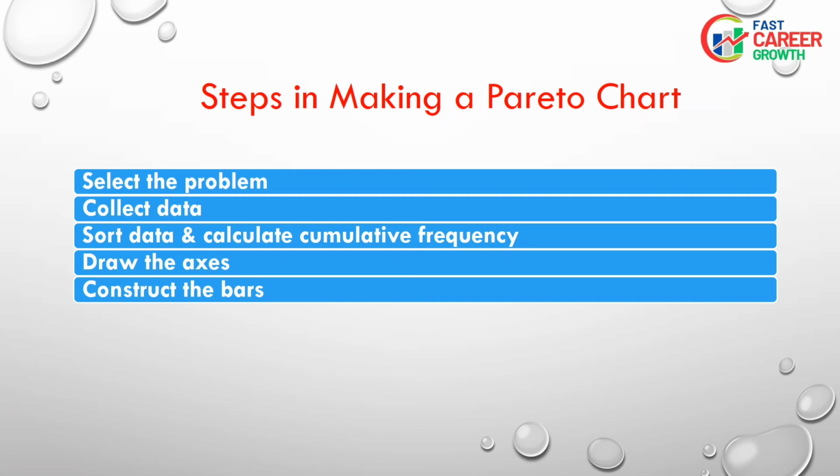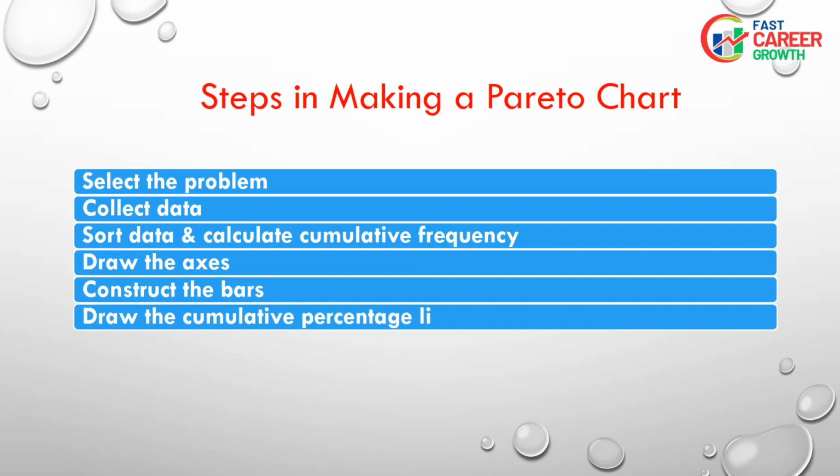Next, draw the cumulative percentage line. Alongside the bars, draw a line graph representing the cumulative percentage. This line shows the cumulative percentage of the total issues as you move from left to right on the horizontal axis. It starts at 0% and ends at 100%.